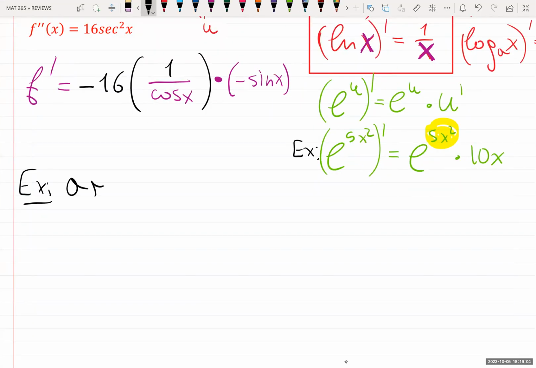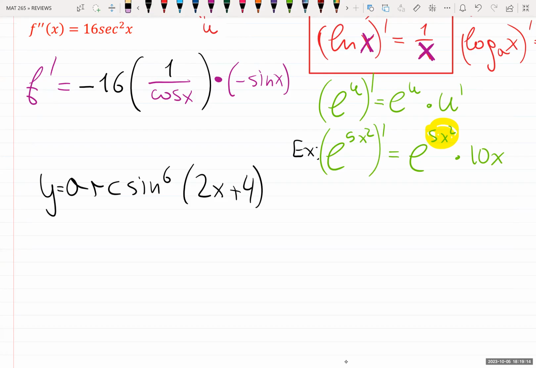Arcsine, sine to the 6 of 2x plus 4. Y equals. Be confident when you see arcsine or sine minus 1. That is the same thing. Remember that. Arcsine and sine minus 1. That is number 3.